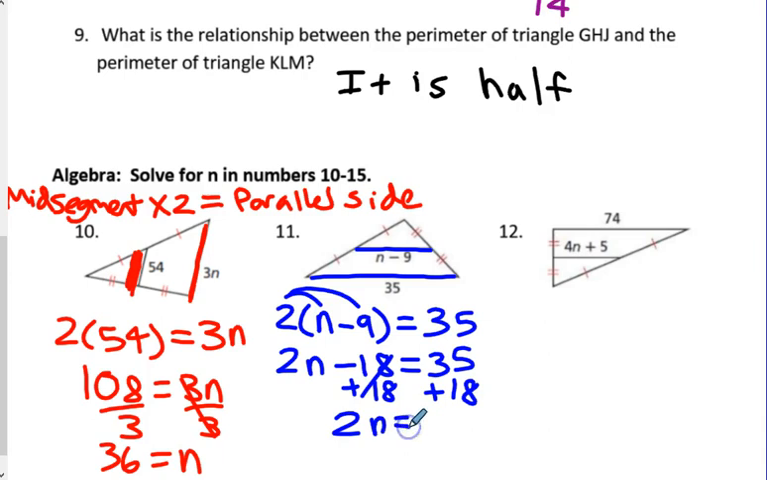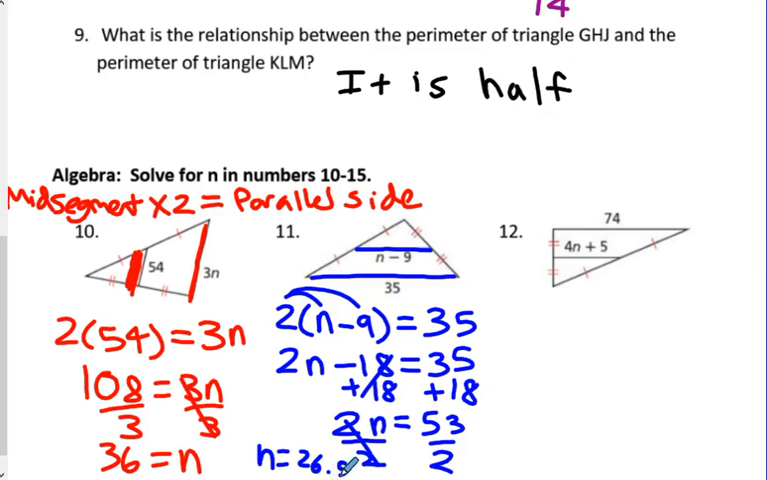2n equals 53. And this time we're going to get a fraction because we have to divide by 2, or a decimal, however you want to think about it. N equals half of 53, which is 26.5.